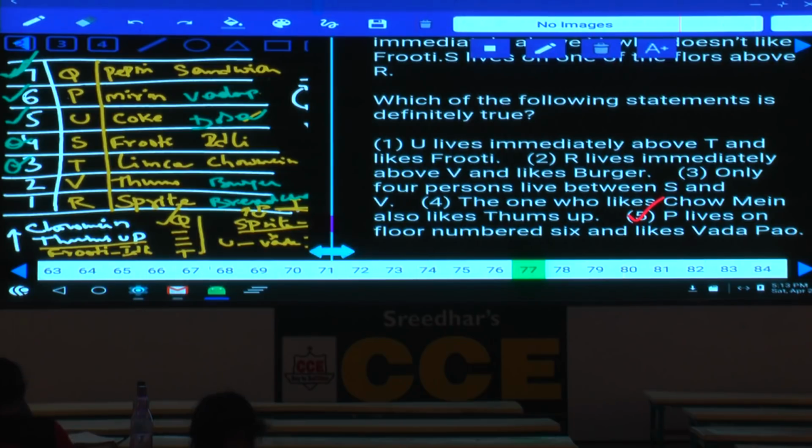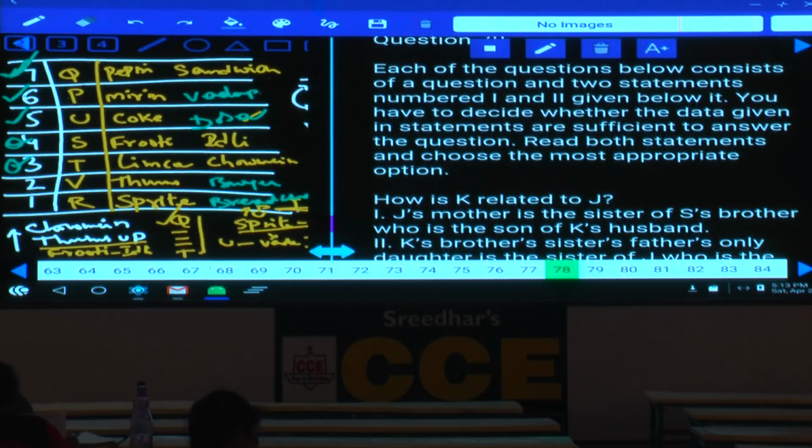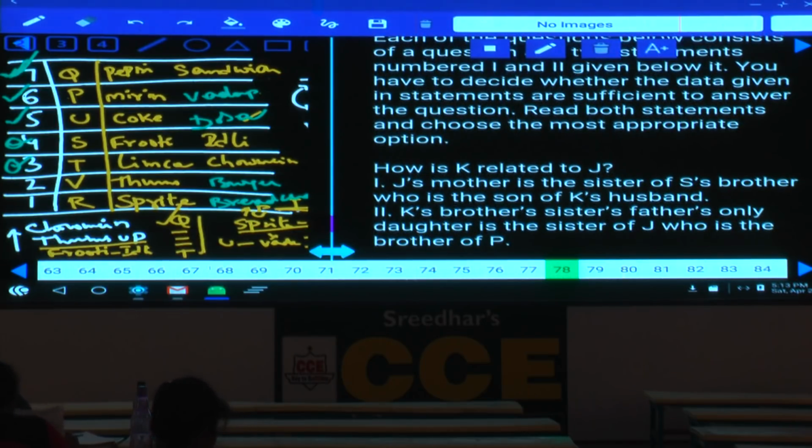Done with this? Then write down 78. Now from 78 onwards, these questions are based on data sufficiency. Now 78 to 82, data sufficiency. Has everyone completed writing this one?